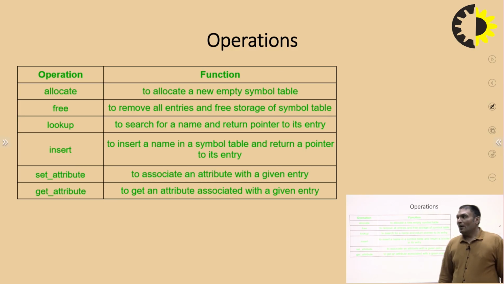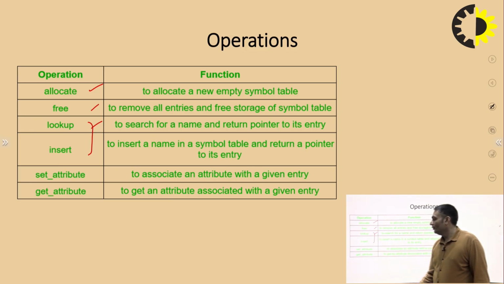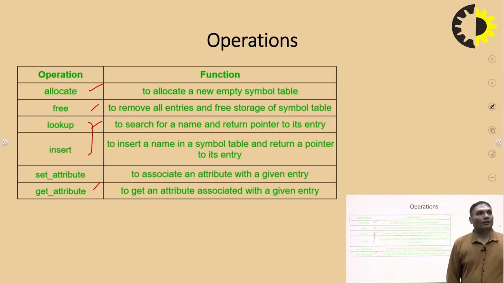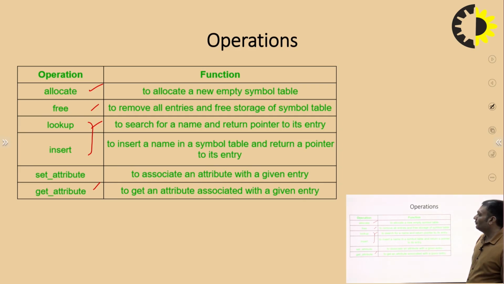So apart from insert or lookup, there are various operations that can be performed on symbol table like allocation, free, lookup and insert, I already told you, and set attribute and get attribute. There are the 6 possible operations that can be performed on a symbol table.